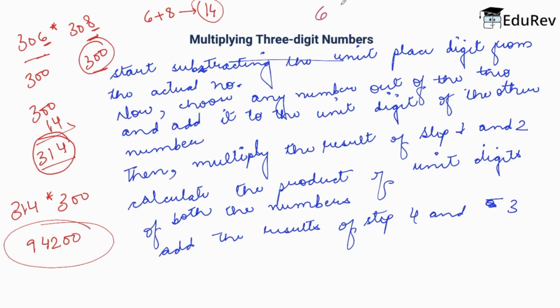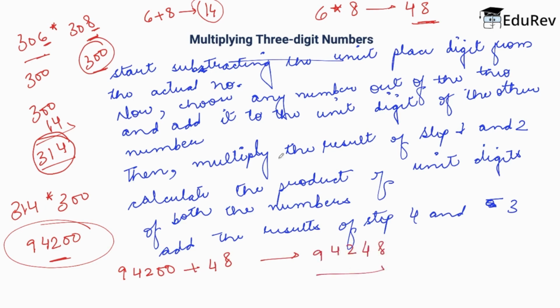I have to multiply the unit digits of the numbers, that is 8 into 6, that is going to be 48. And then I have to add this 48 into this number, that is 94200 plus 48. So this is going to be what? This is going to be 94248. Thus, when I multiply 306 with 308, the number that I will get is 94248. That is 94,248. So I hope you understood this concept.